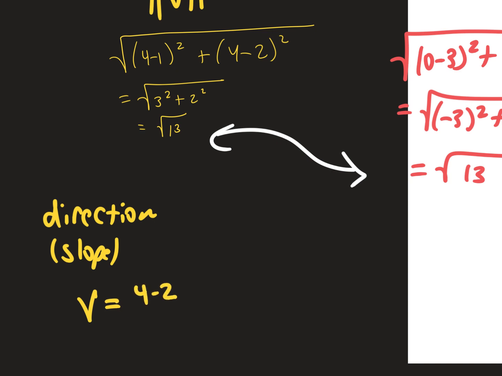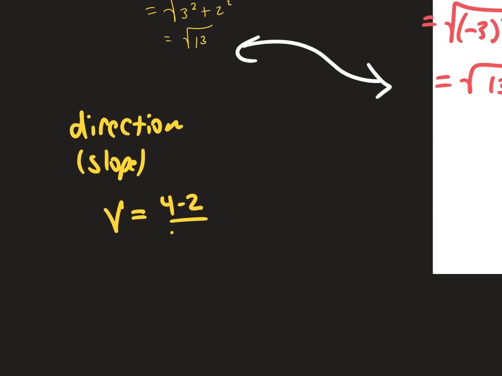So 4 minus 2 on top. What's on the bottom? 4 minus 1. So 2 over 3. You guys agree?